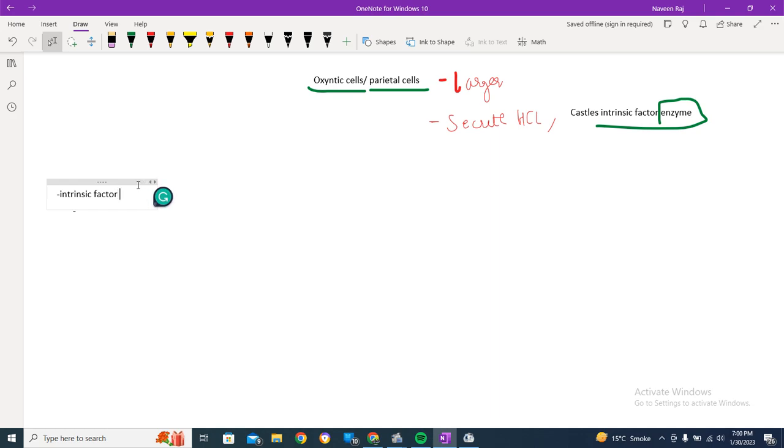Let me write the bullet points. You can say this is a kind of glycoprotein, a glycoprotein that binds with vitamin B12 and makes vitamin B12 more rapidly absorbed in the ileum. Now, what does this mean? Intrinsic factor is a glycoprotein that binds with vitamin B12. Firstly, let's understand this. This is a glycoprotein which binds with vitamin B12.